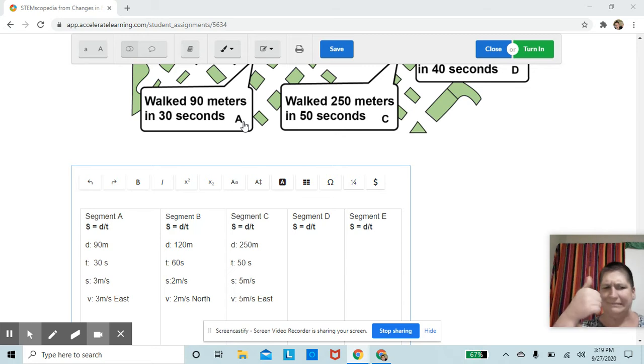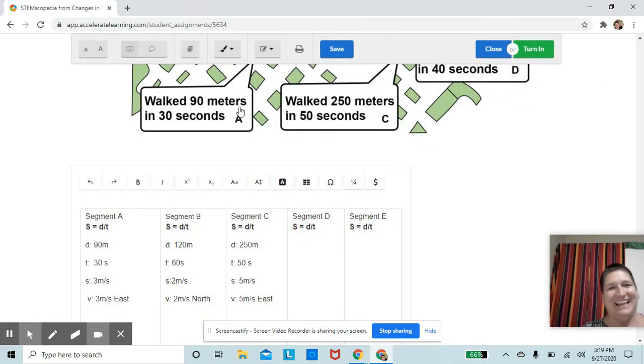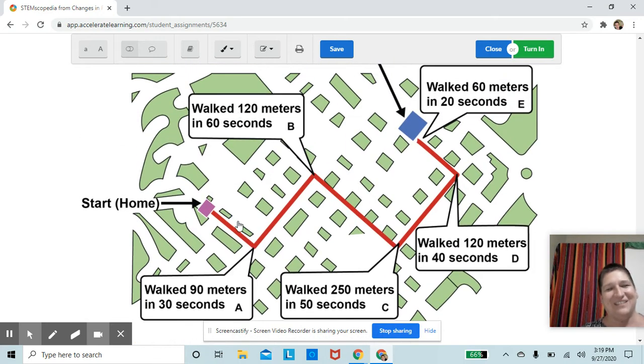Make sense so far? What's my velocity? Scary science word, velocity. Velocity simply means speed in a given direction. So it's 3 meters per second east. According to this, the direction heading downwards this way is east. So let's look at our next one.